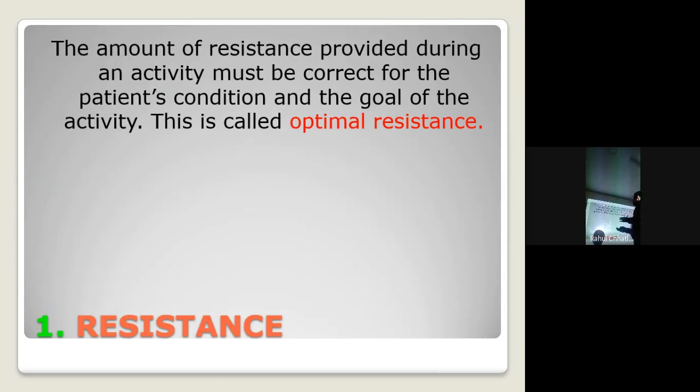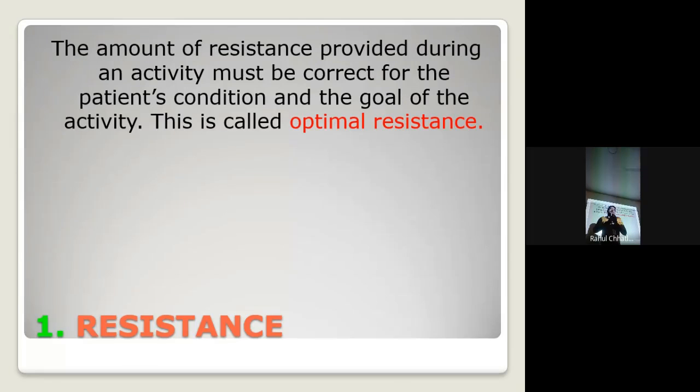Starting with the first, that is resistance. The amount of resistance provided during an activity must be correct for the patient's condition. We talked about how, whenever we apply any kind of resistance to the patient, it is something that you oppose. So if I'm doing shoulder flexion, I'll be resisting it. To oppose the movement that is occurring, that is resistance. And for that we have to provide appropriate, or we can say optimal, resistance. Optimal means it should be very specific for that individual.